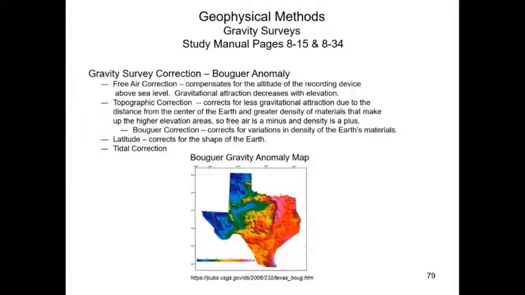It's fatter at the equator than it is in a great circle around the poles. And tidal correction, which is relatively minimal in the grand scheme of things, but we still need to make those corrections. So the Bouguer gravity anomaly map looks an awful lot like the magnetic anomaly map, only instead of measuring nanoteslas, we are measuring milligauss. So it's the changes in the values of milligauss in the measurement of the gravity.